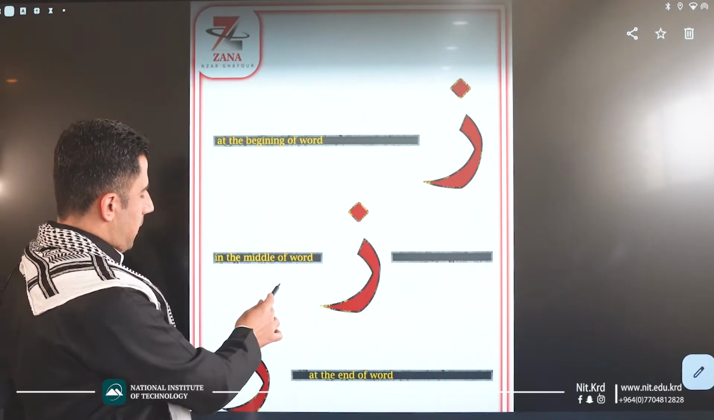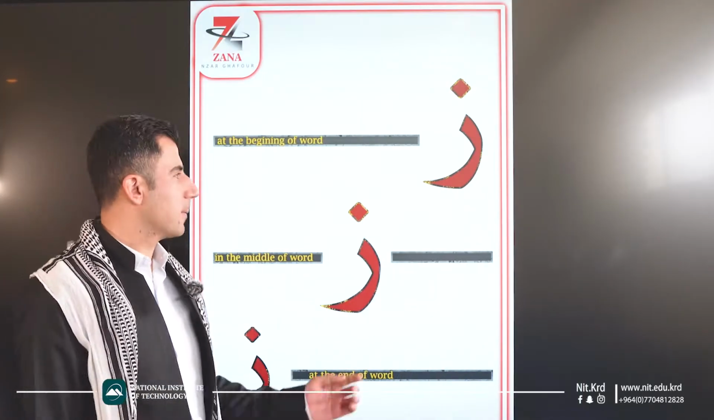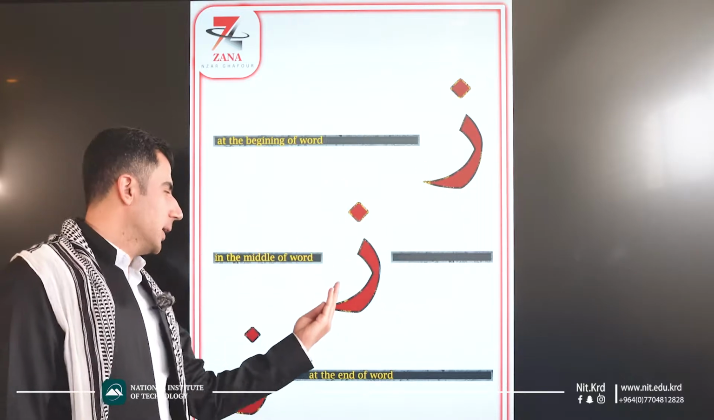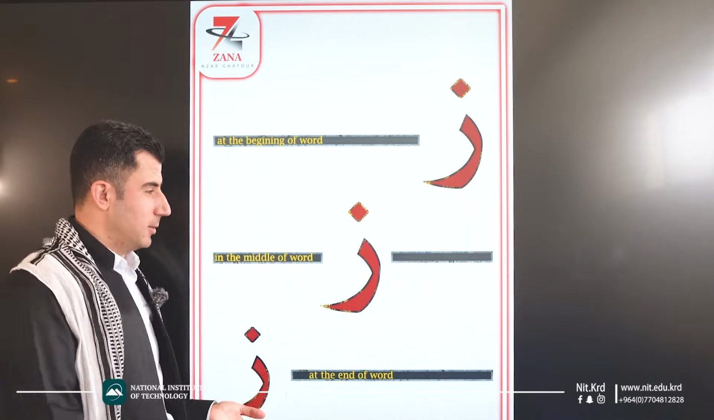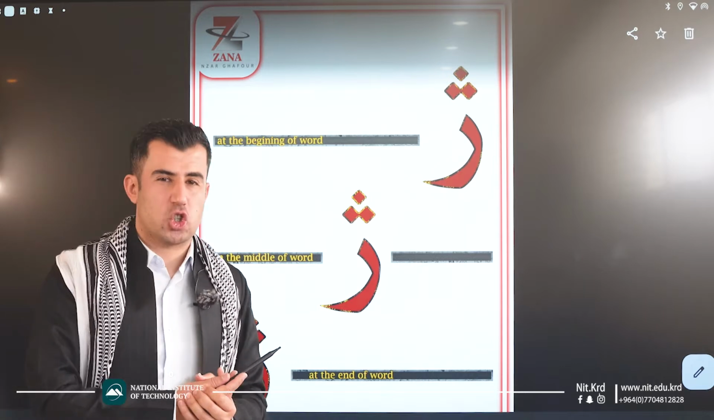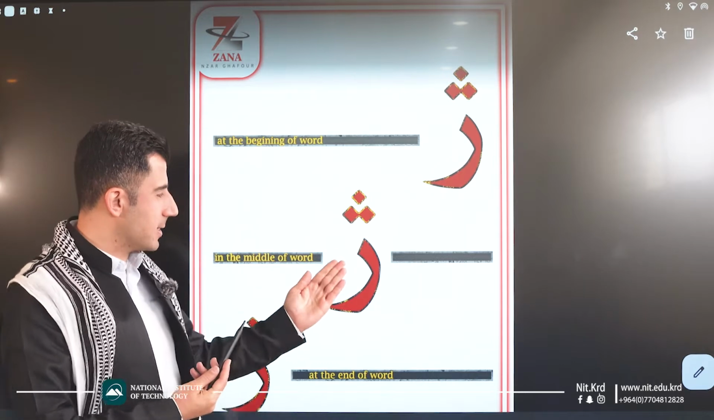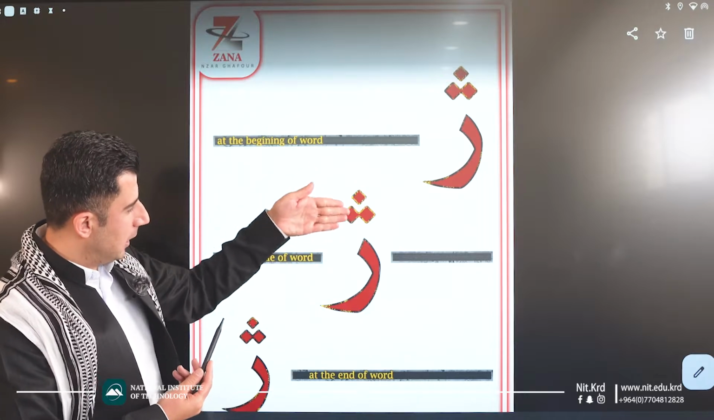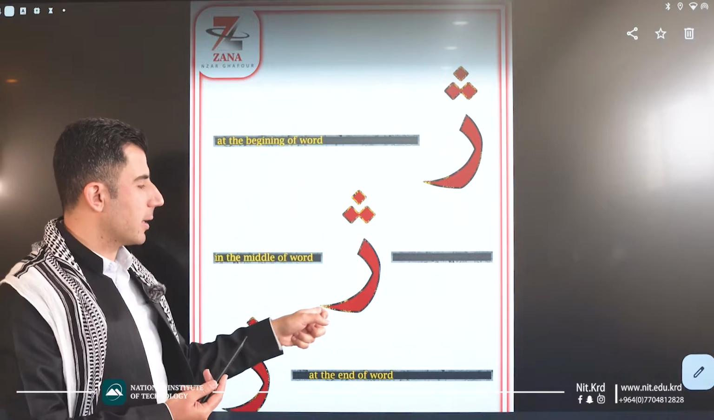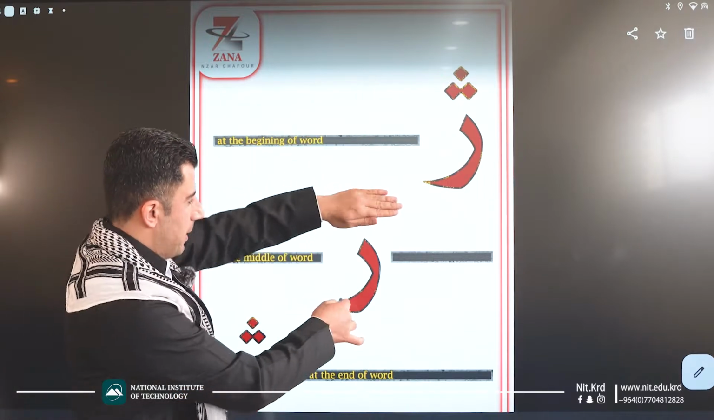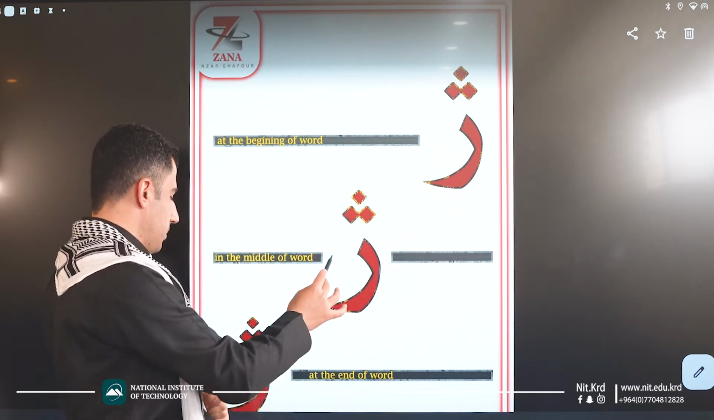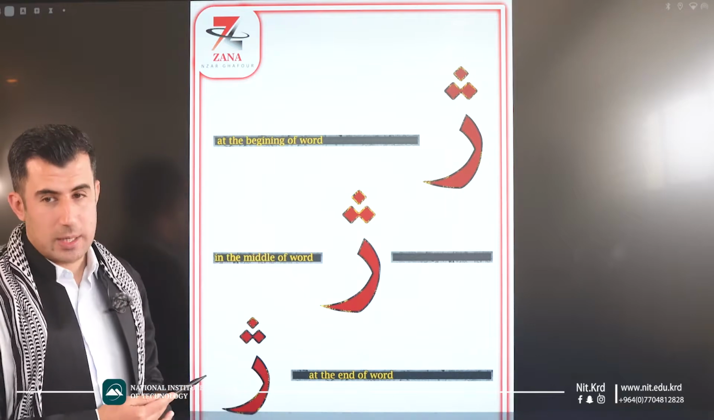Good. After re, we have z. Z, also the same at the beginning, in the middle, at the end. All are the same. After that, we have j. J is like z and re, with 3 dots above the letter re. This one is a re, but it becomes j right now. J at the beginning, in the middle and at the end are the same.